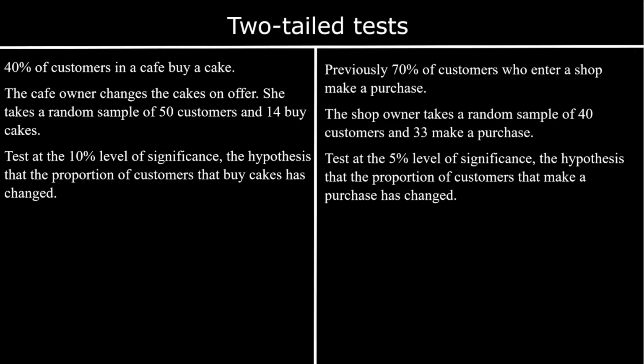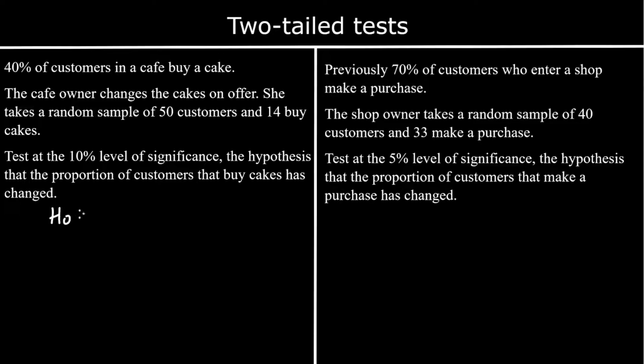Look at a two-tailed hypothesis test. So the first question: 40% of customers in a cafe buy a cake. The cafe owner changes the cakes on offer. She takes a random sample of 50 customers, and 14 buy cakes. Test at 10% the hypothesis that the proportion of customers that buy cakes has changed.